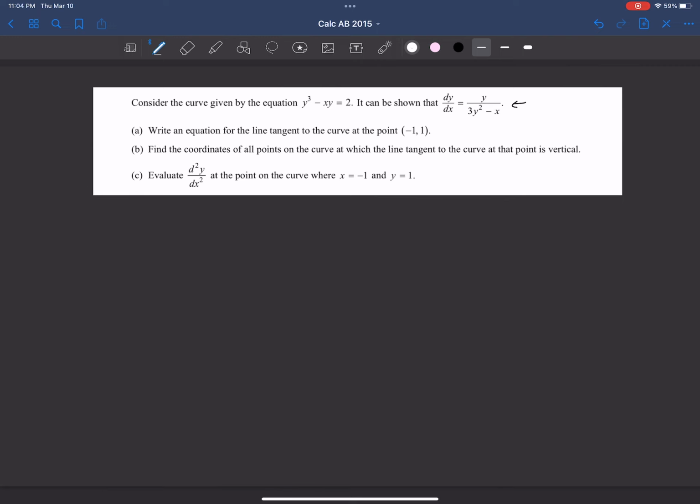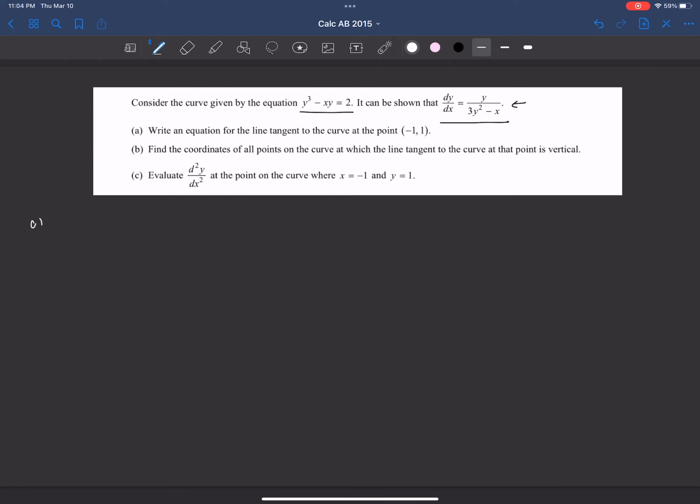So on to part C. The question says, evaluate d squared y over dx squared at the point on the curve where x equals negative 1 and y equals 1. So basically what this question is asking us to do is find the second derivative of this original function, which is just the derivative of this derivative function that we were given in the beginning.